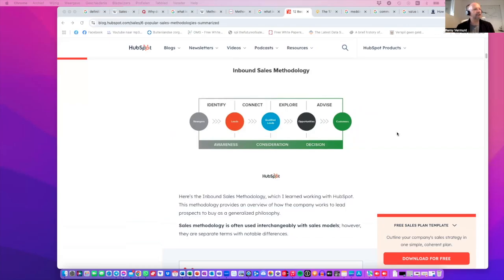So, inbound sales methodology. Harshit, this is not a methodology. This is a sales process. There's nothing methodological, nothing method about this. The method is how would you do it? How would you perform? How would you identify? How would you connect? How would you explore? In your own words, what set of principles, what framework, and in my words, what set of skills do you execute during that process? That's a methodology, or better, a method.